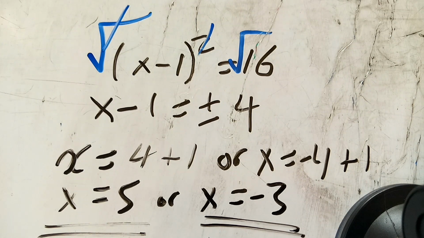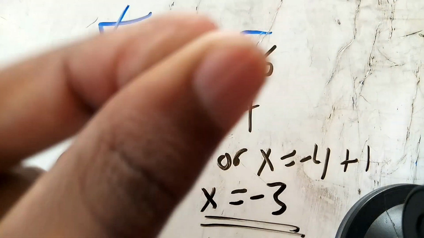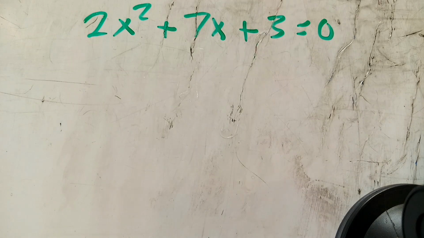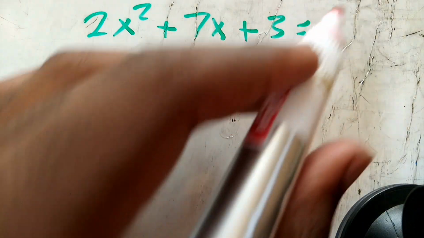So let's try one more. We do it fast. You can try answering it if you haven't understood. So we have this equation. Let's answer it fast: 2x^2 + 7x + 3 = 0.